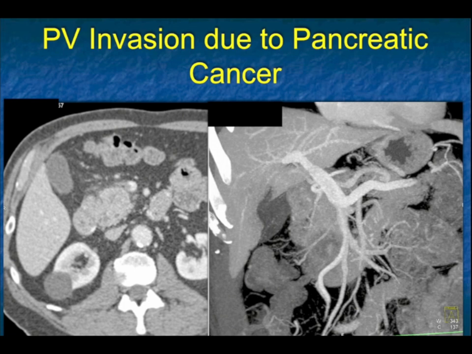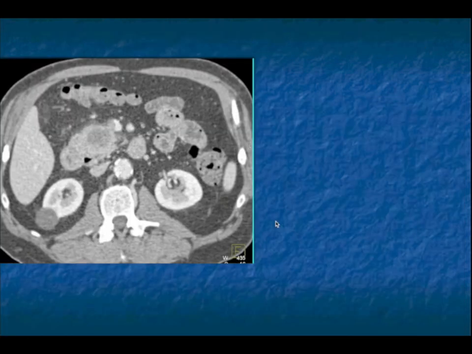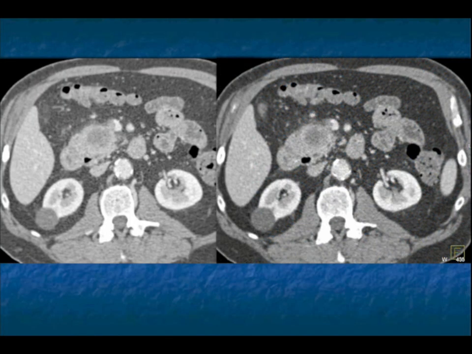Another example here, there's portal vein and SMV invasion by the patient's tumor. It's much more subtle compared to the last case, but again, very important. As I noted, patients will get chemotherapy. If this is the only finding, the patients will indeed get surgery.